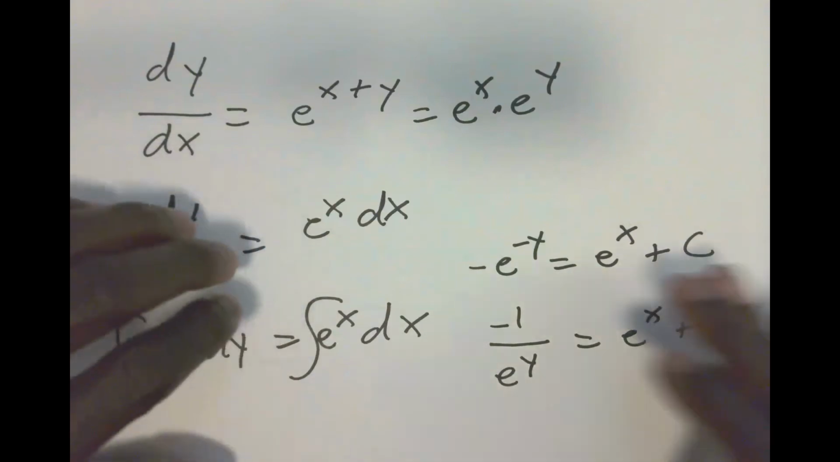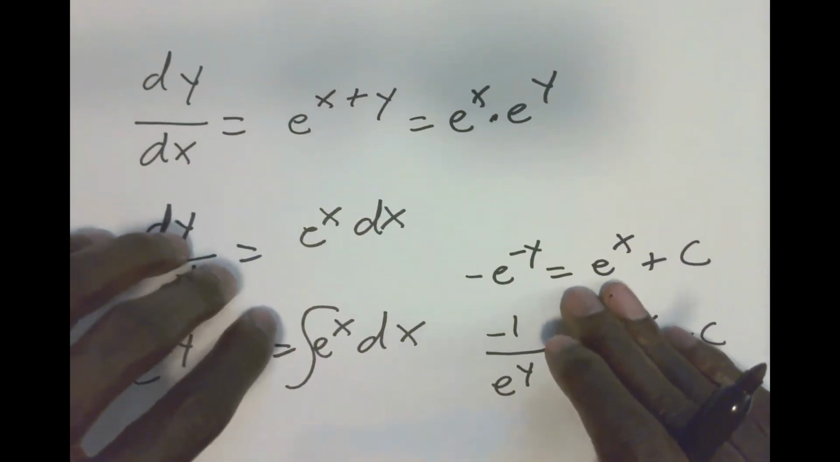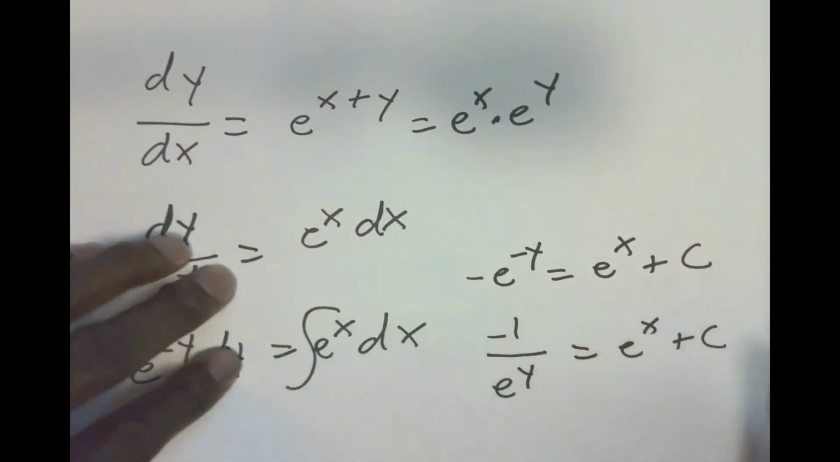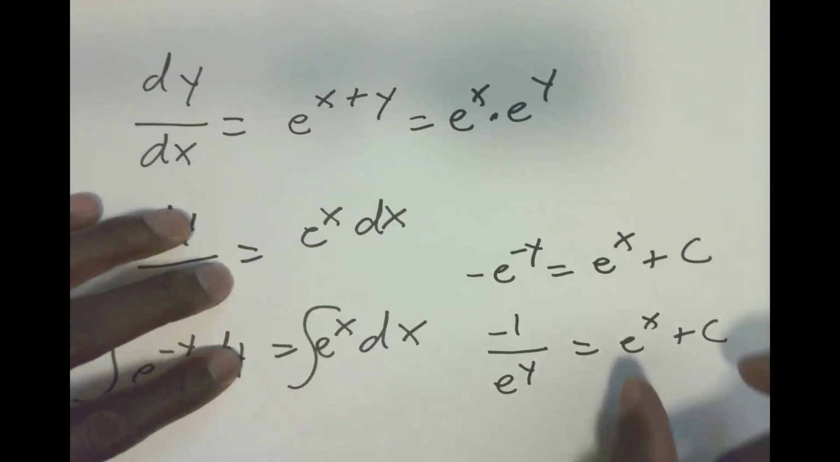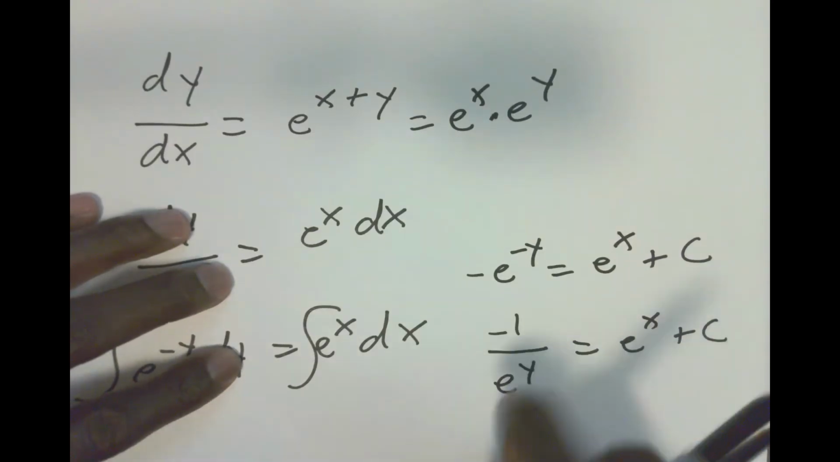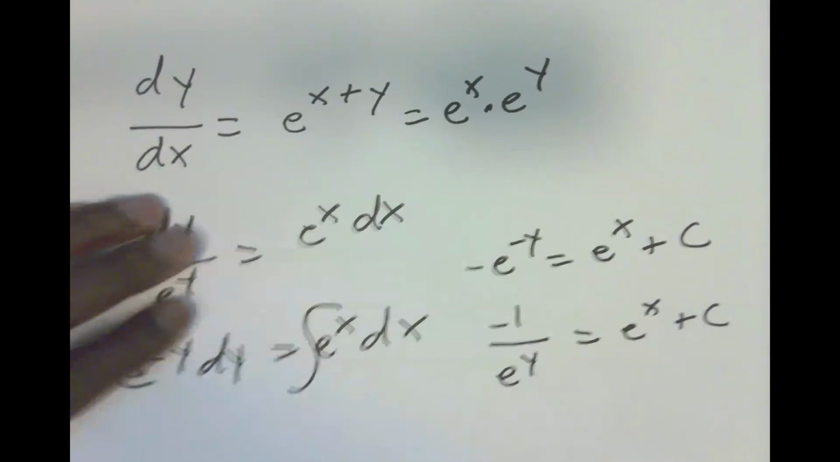I don't think I have the room to write that here, so I'm going to write that on a separate sheet. Again, what I'm going to do is move this e to the x plus c here, and then the e to the y over there. And so what we're left with is that e to the y.